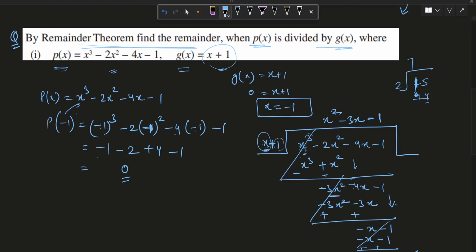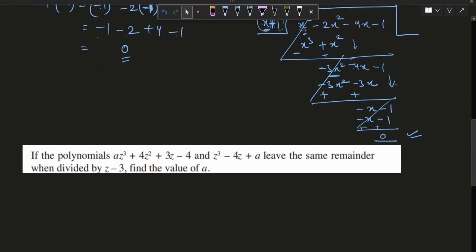The point is that whenever you need to find the remainder, just take the polynomial with which you have to divide, equate it to 0, get the value of x, put this value of x in the polynomial, and you will get your remainder. Is that clear? Now let's move to the next question.